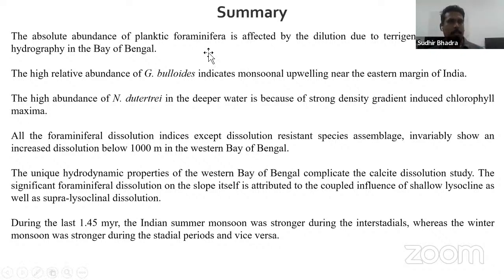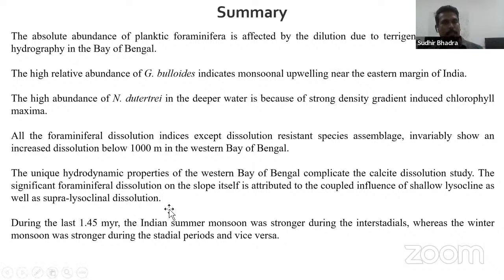discussed them. So the main results are: the absolute abundance of planktic foraminifera is not dependent on the productivity. It's more dependent on the dilution, and I would say it is very little dependent on the productivity and nutrients, and more dependent on the dilution and the preservation. And the high relative abundance of bulloides indicates upwelling and the deuterate indicates the chlorophyll maxima. There is dissolution happening at the deeper depths in the Bay of Bengal, and it is mostly an influence of shallow lysoclinal as well as supralysoclinal dissolution happening due to a high amount of bacterial respiration.